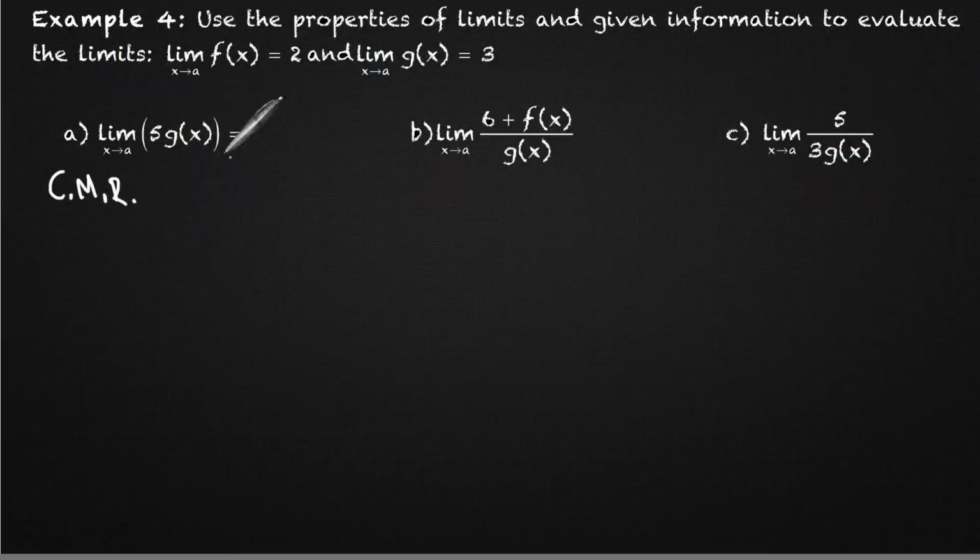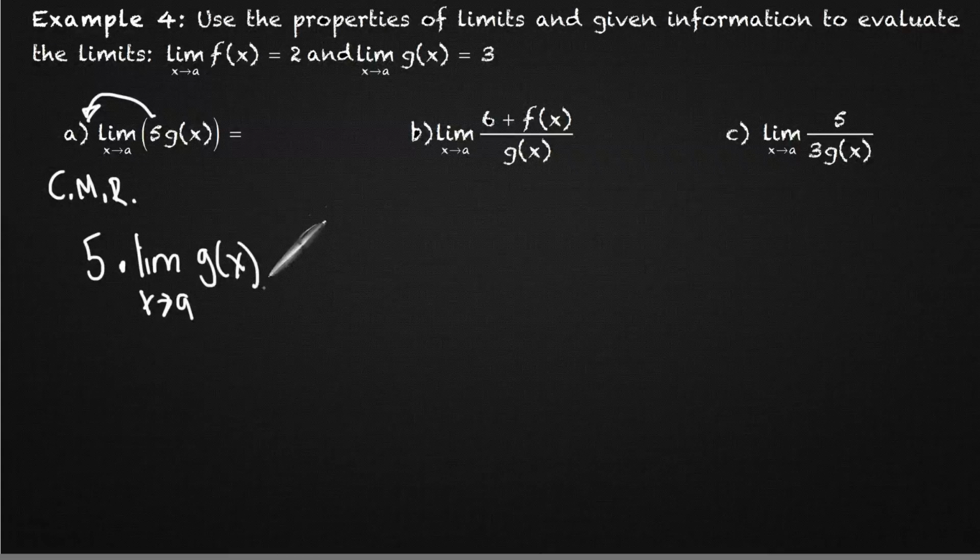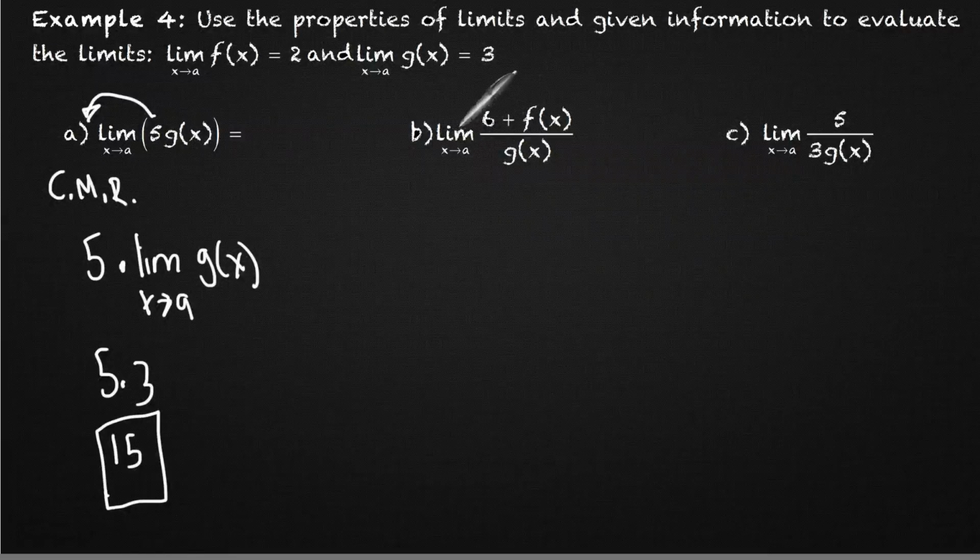So we're going to rewrite this. We're going to bring the 5 out in front, so it's going to be 5 times the limit as x approaches a of g of x. And then we're going to recognize that the limit as x approaches a of g of x is 3. So 5 times 3 is 15. Pretty simple. Okay, part B, we're going to have to use a couple of different properties of limits.